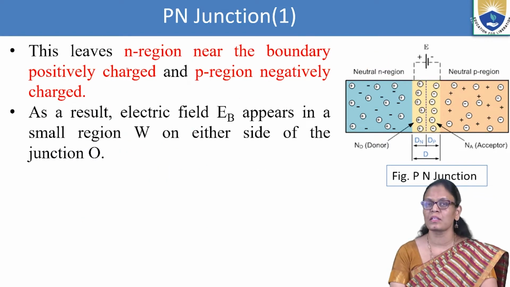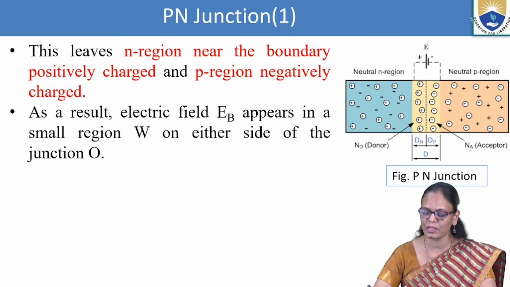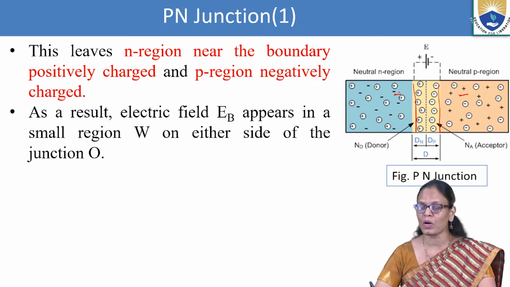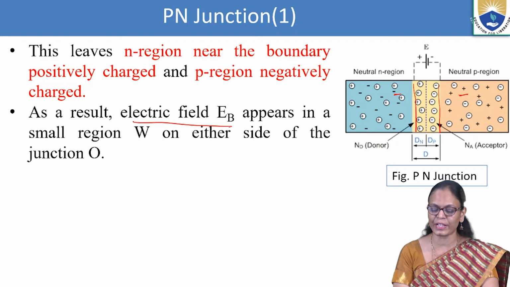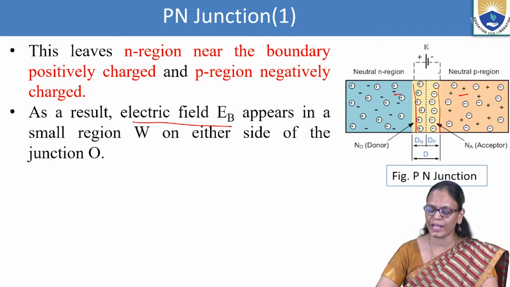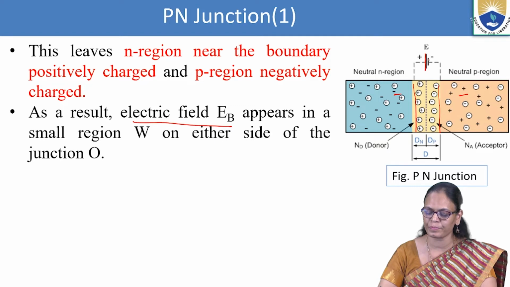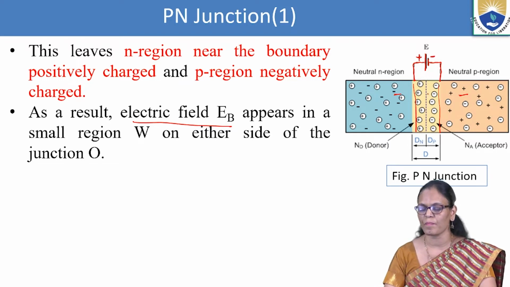Now what happens? This leaves the N region near the boundary positively charged and the P region negatively charged. So you see here, this is negatively charged towards the P region, and this is positively charged towards the N region, because of which an electric field EB is developed. So I can denote it by this. This denotes that there is an electric field developed across the junction.